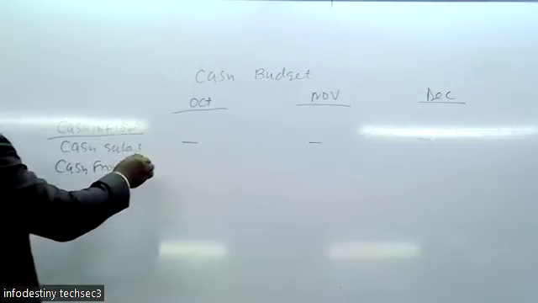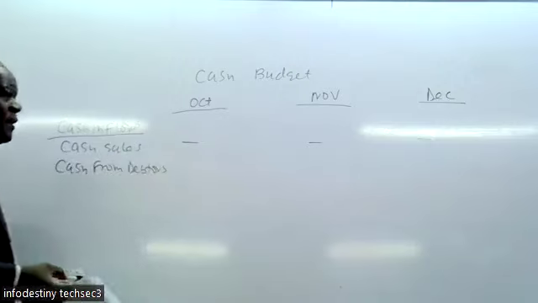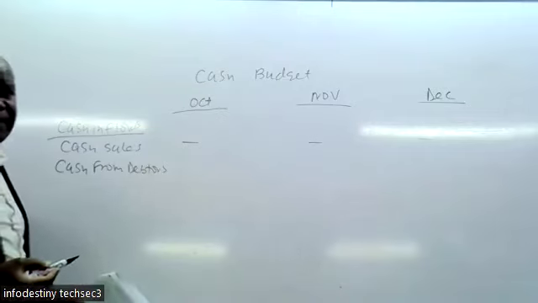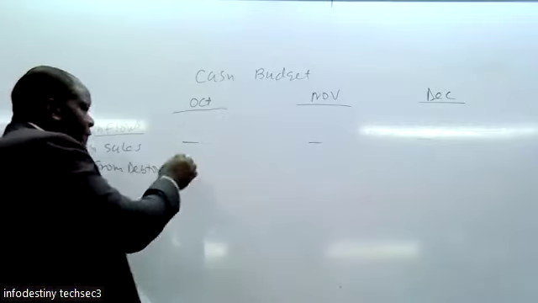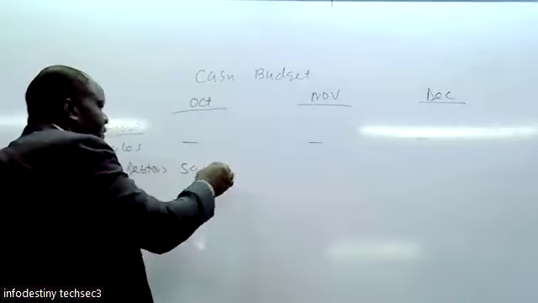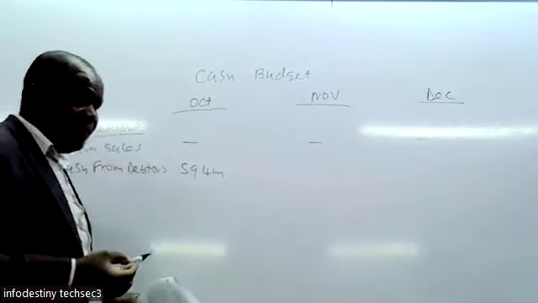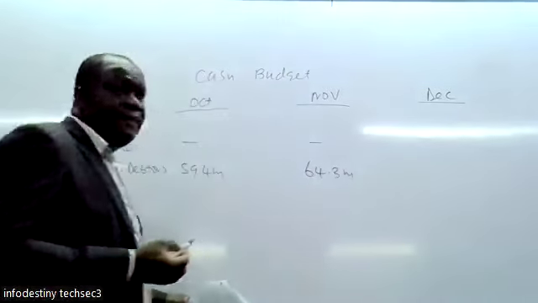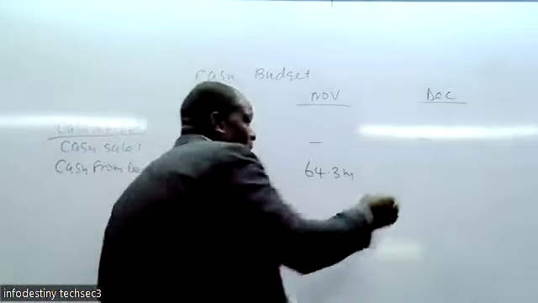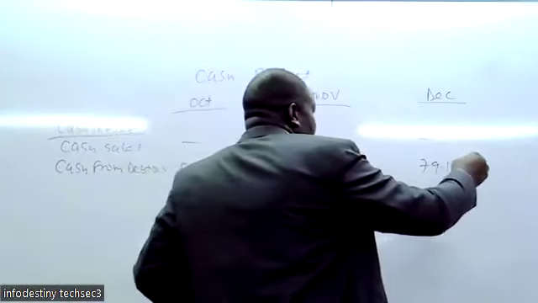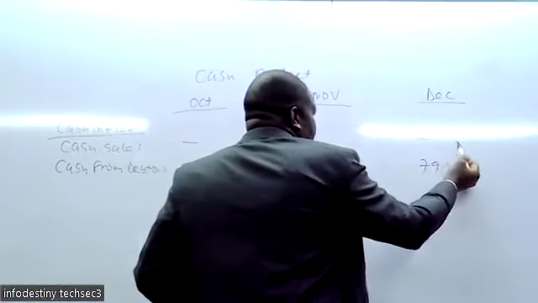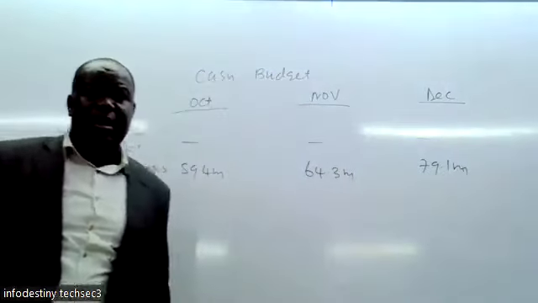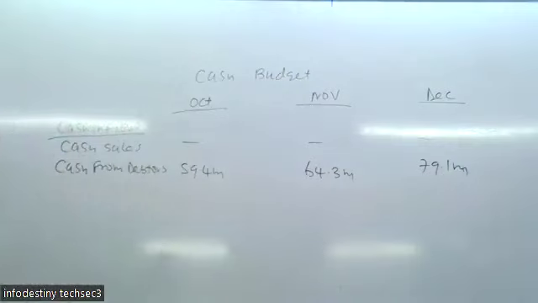Cash from the debtors. We have just calculated the figures and added them. The one for October is how much? 59.4. The one for November? 64.3. The one for December? 79.1. So that is now how cash was collected from the credit sales.